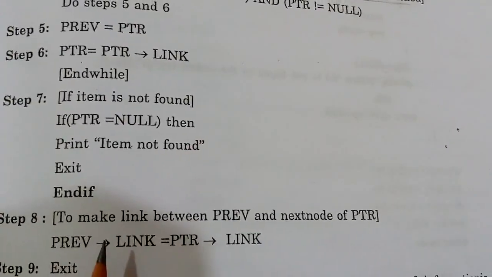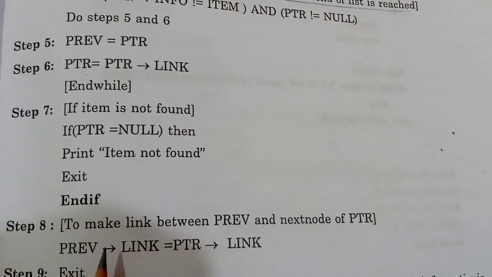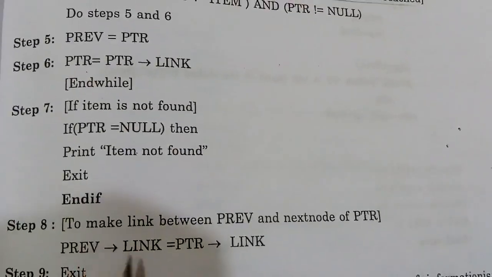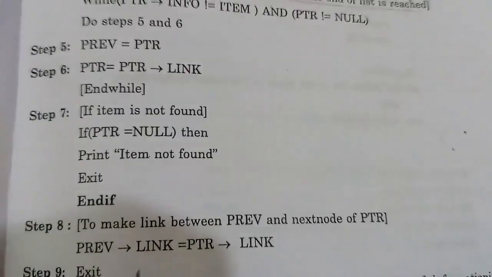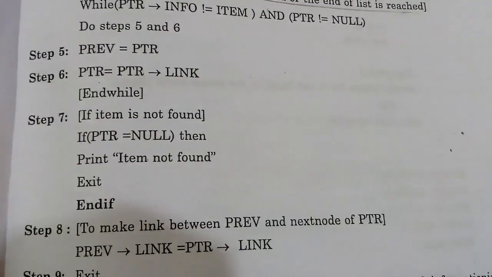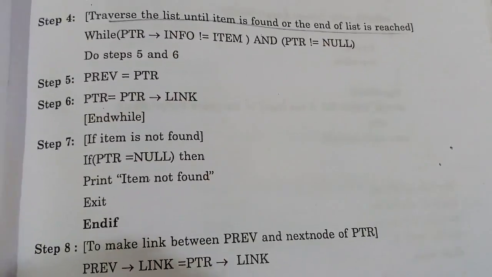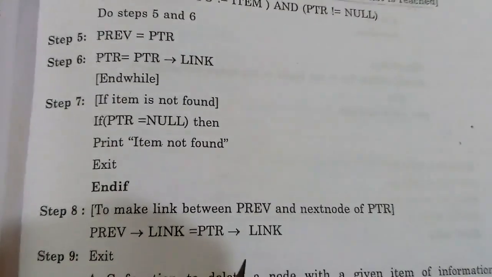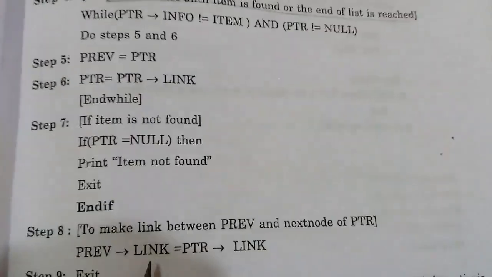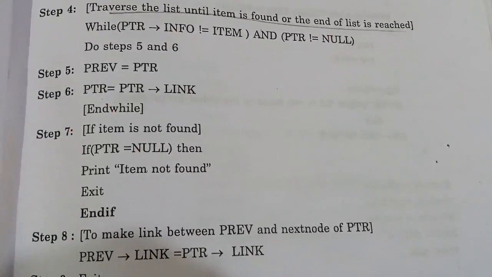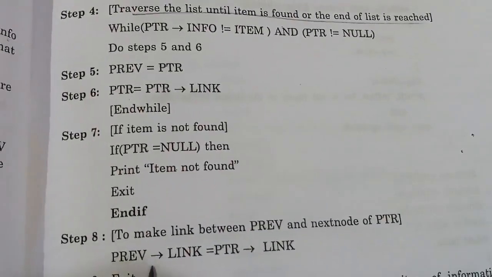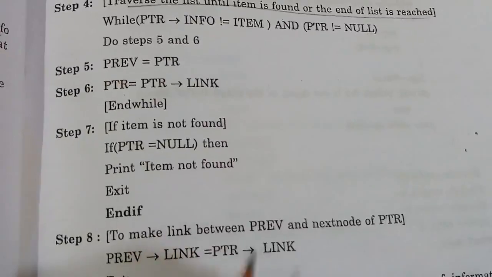Once the node to be deleted is found, make a connection between the previous pointer and the node next to that pointed by the ptr. Previous points to link is equal to ptr points to link. So just make a connection between the link of previous and the next node of ptr.